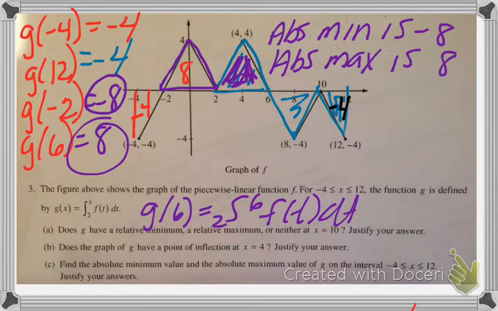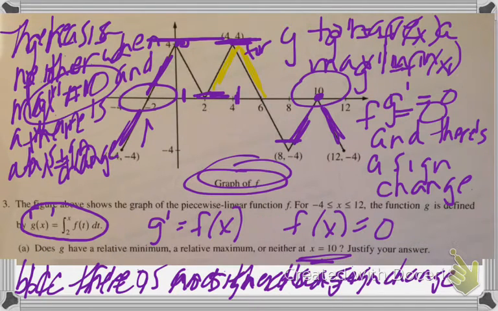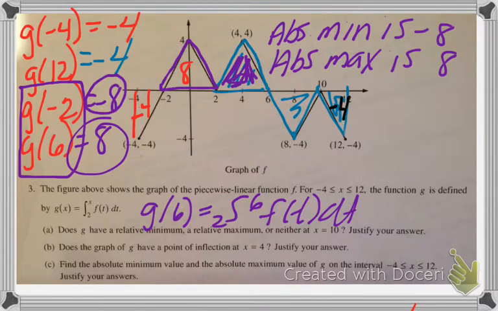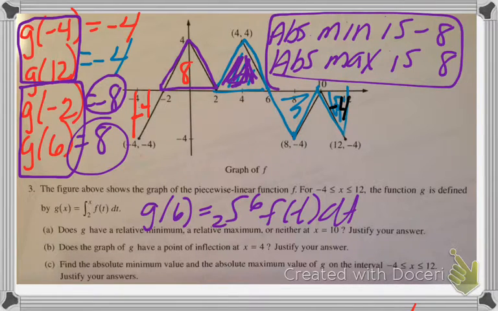So your point values are: if you just considered g of negative 2 and g of 6, you got 1 point. If you considered g of negative 4 and g of 12, you got a point. You didn't even have to figure out what it is. You just had to write down that you're considering it. That was a point. And then if you got the 2 answers and showed all your work for everything, that was another 2 points. And that completes part C.